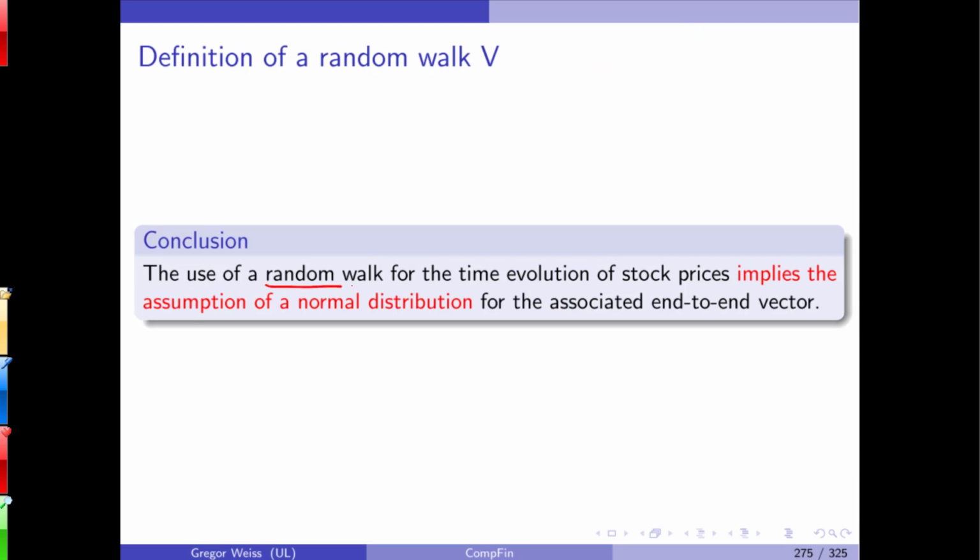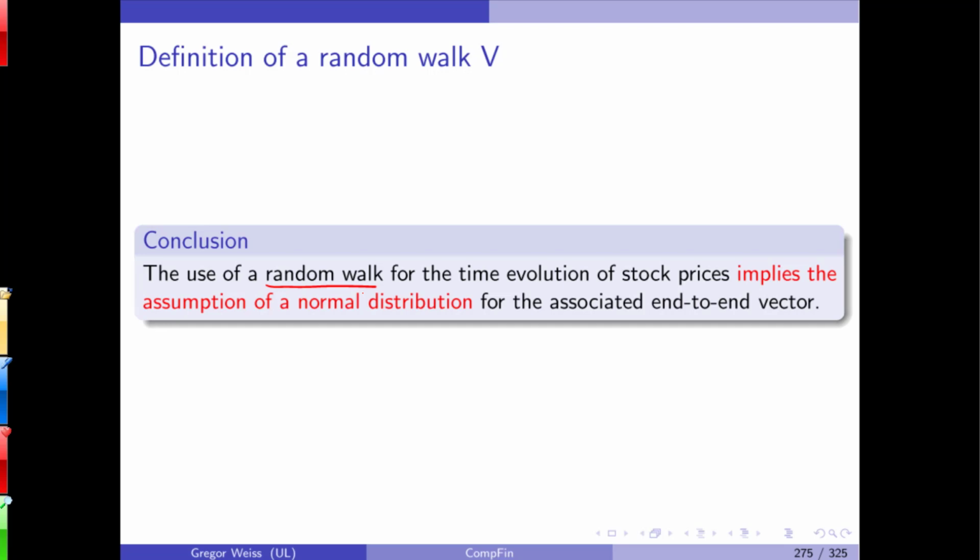But as you can see here, a random walk assumption for the stock price means that you have an implicit assumption of a normal distribution for your stock prices, or for the associated end-to-end vector. And this is quite important to me, at least, because in many textbooks, in German textbooks on management and business, you will see statements like, we are assuming a normal distribution for stock prices or stock returns. And in most cases this assumption is not justified.